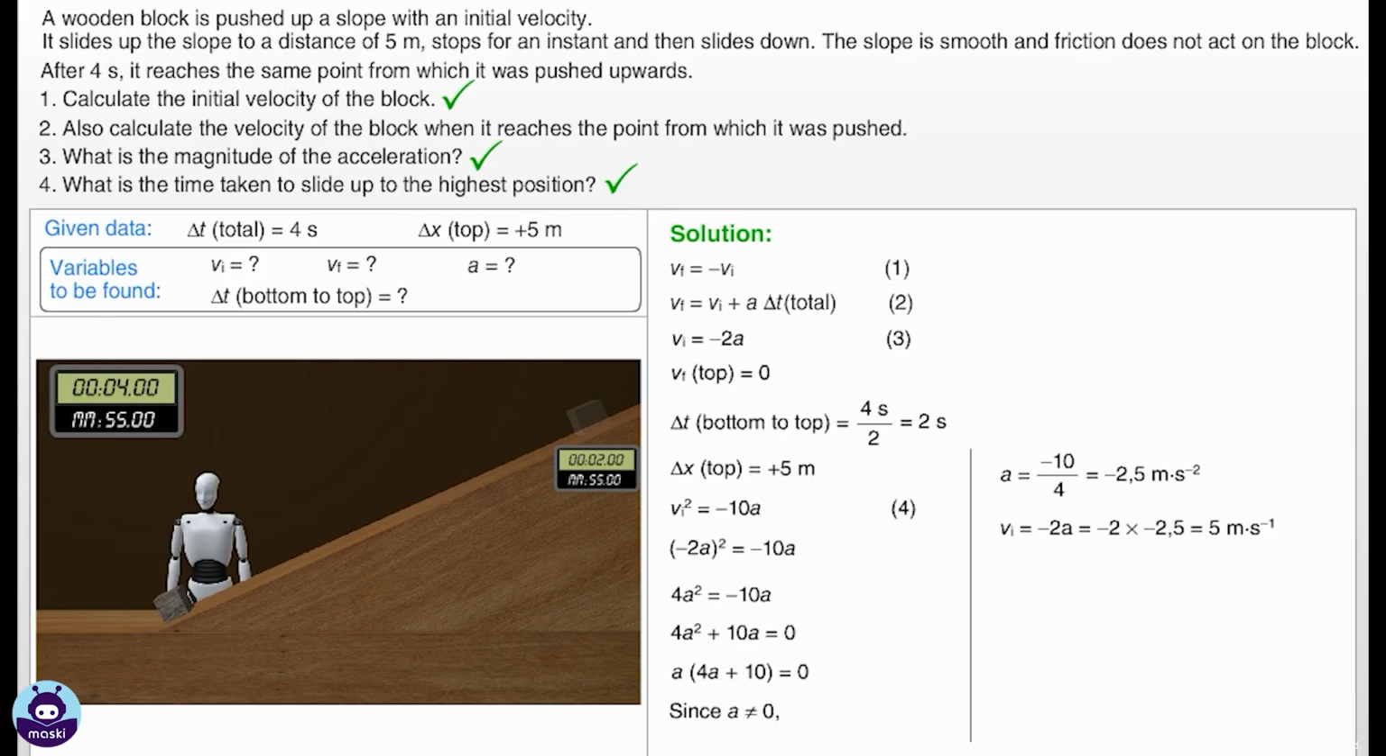Substituting this in equation 1, we get V final equals minus V initial equals negative 5 meters per second. The final velocity is 5 meters per second towards the bottom of the incline.